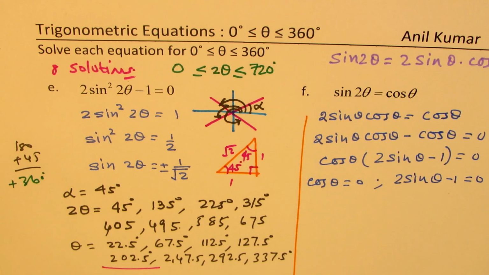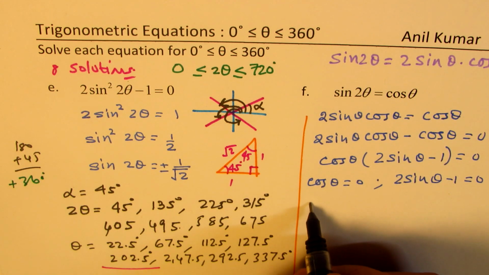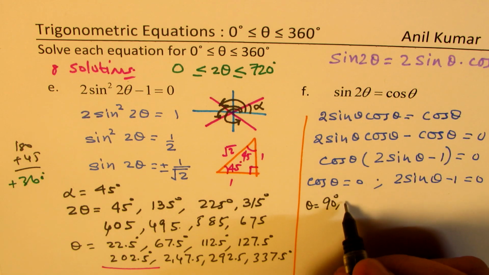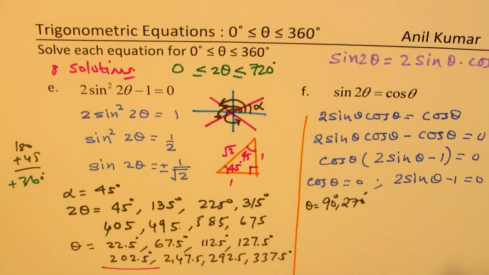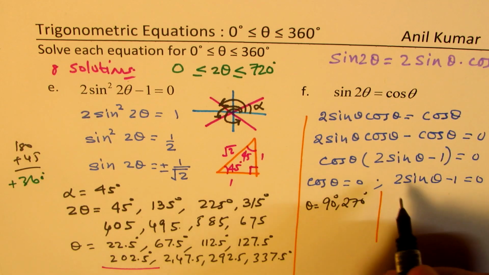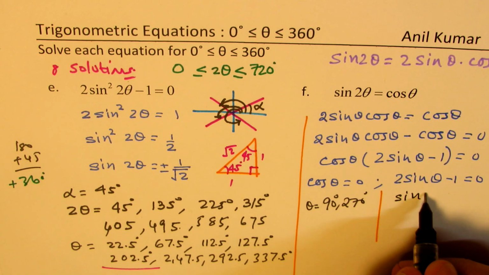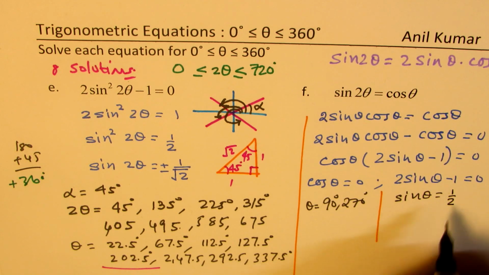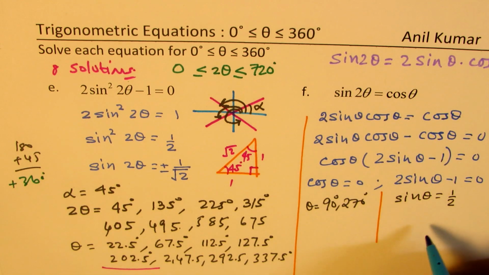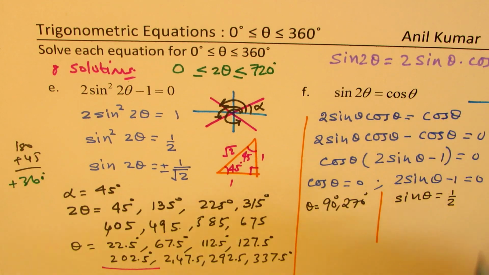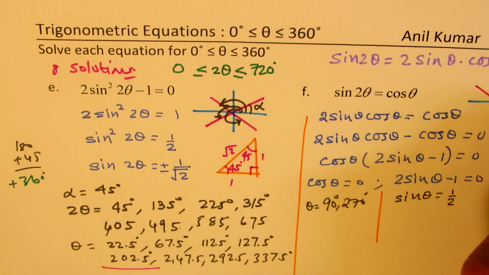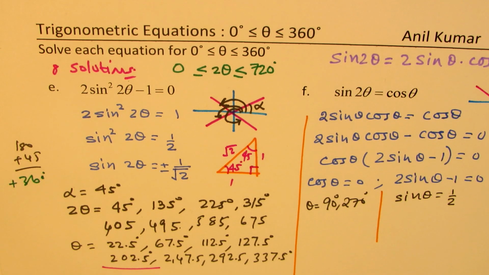Now cos theta equals 0 gives you two solutions where theta is 90 degrees or 270 degrees, right? Now for the other part, we basically can write this as sine theta equals 1 over 2. Now sine theta positive half is when? Well, sine theta is positive. That means we are looking for solutions in quadrant 1 and 2.